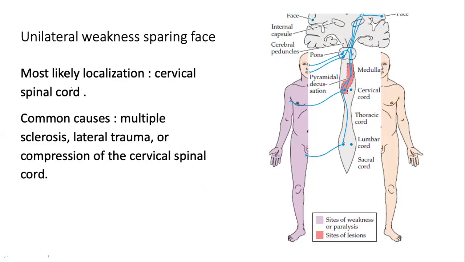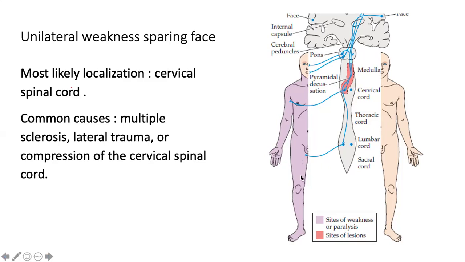Okay, imagine that you have a patient who presents with unilateral weakness. It seems like a hemiparesis or hemiplegia, but it is sparing the face. So the patient has weakness involving the upper limb and the lower limb on one side, but sparing the face. This rules out cortex, subcortical, and brainstem. So I would think that this most likely is a spinal cord lesion.